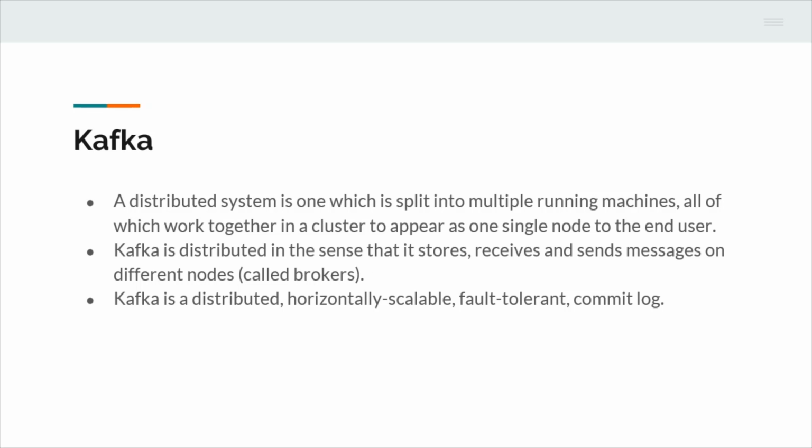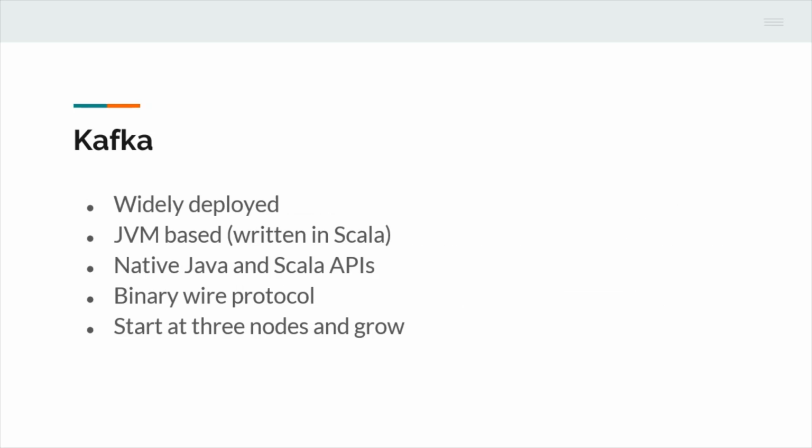Our system being a highly scalable and distributed system, it's split up into multiple hosts. All these hosts can work together in a cluster, and it will appear to the end user as if it's a single node. Kafka lends itself easily to highly distributed and horizontally scalable fault-tolerant systems. The application is JVM based. It's written in Java and Scala.